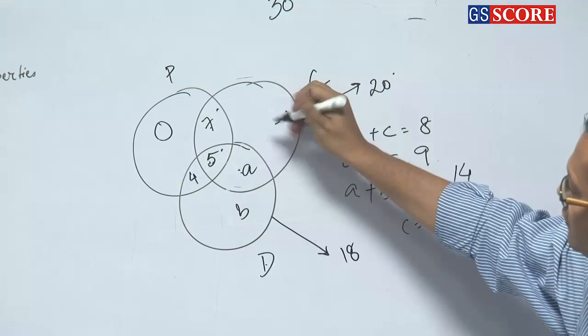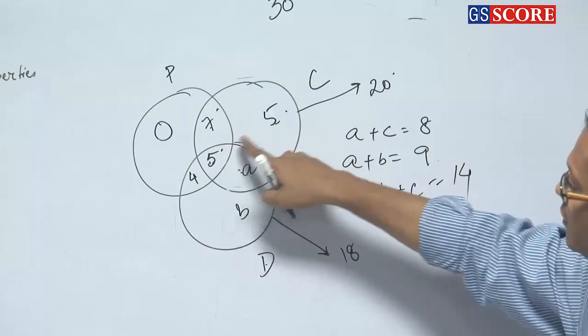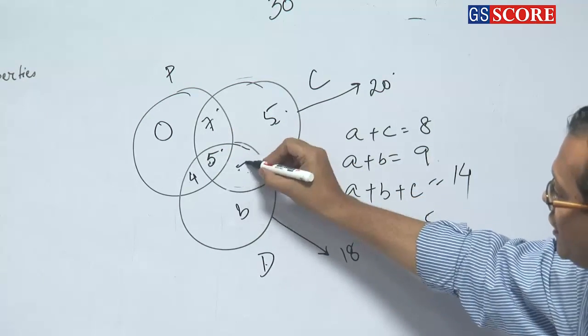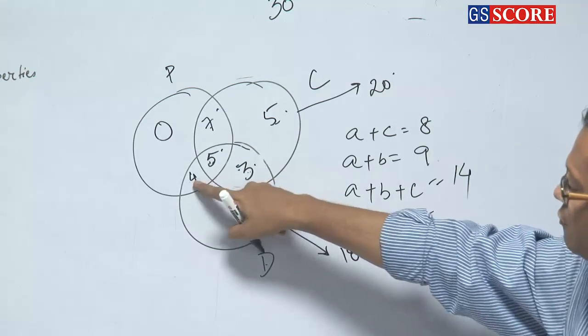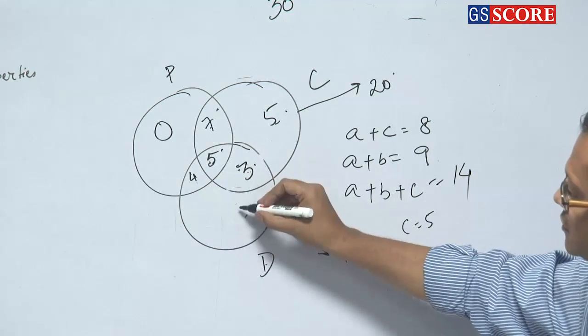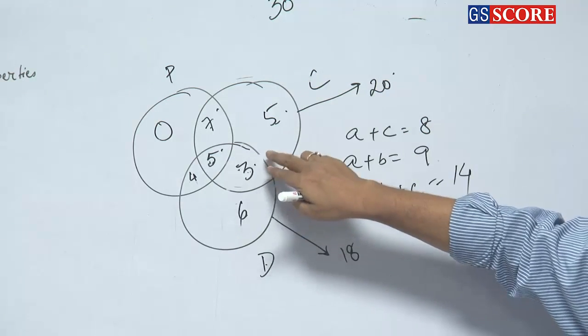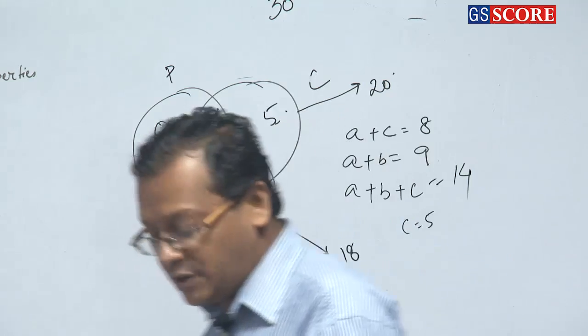So this is 5. So if this is 5, 7 plus 5 is 12, 12 plus 5 is 17, so this is 3. So if this is 3, 4 plus 5 is 9, 9 plus 3 is 12, so this is 6. So how many prefer Coke and Dew? Only 3. So the answer is D option.